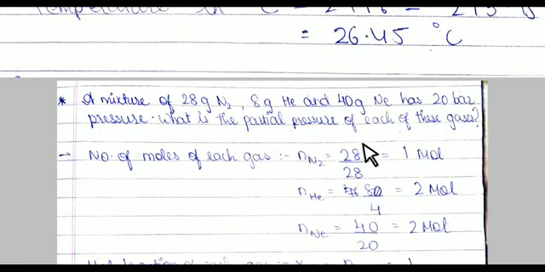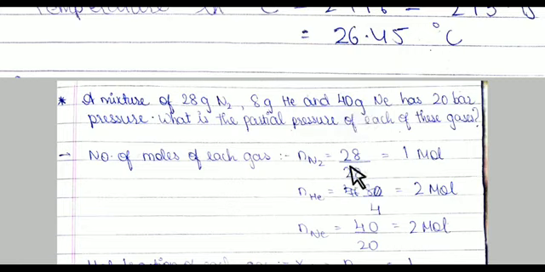What is the partial pressure of each of the gases? In this question we have to find the partial pressure. For finding the partial pressure, we first have to find the mole fraction, and for the mole fraction we have to find the number of moles: the number of moles of nitrogen, of helium, and of neon. So first we have to find the number of moles.